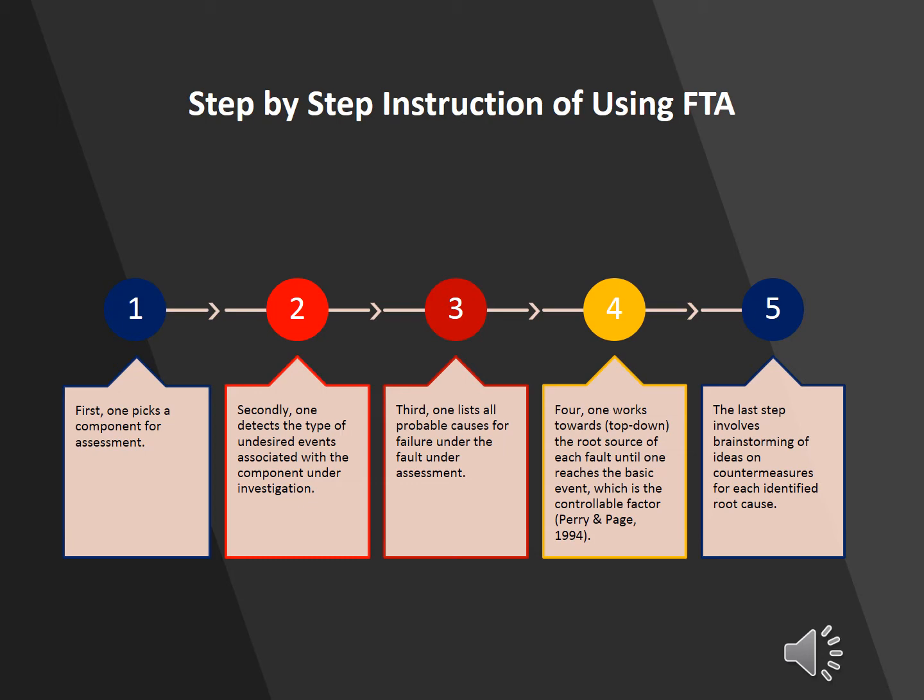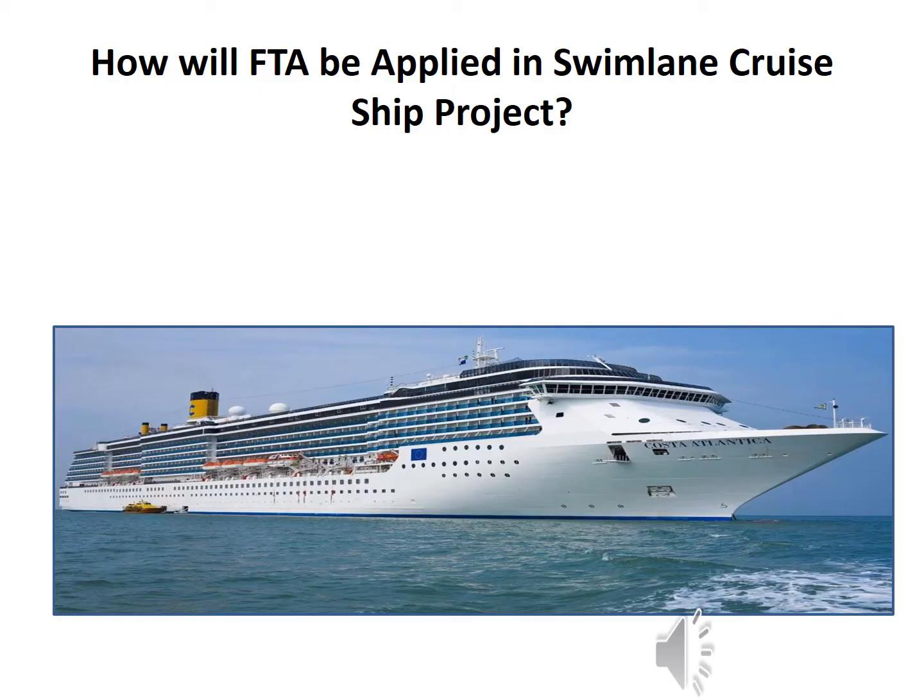Number two, you detect the type of undesired events associated with a component under investigation. Number three, you list all probable causes for failure. Number four, you walk towards the root source of each fault until one reaches the basic event, which is the controllable factor. Number five, which is the last step, involves the brainstorming of ideas on countermeasures for each identified root cause.